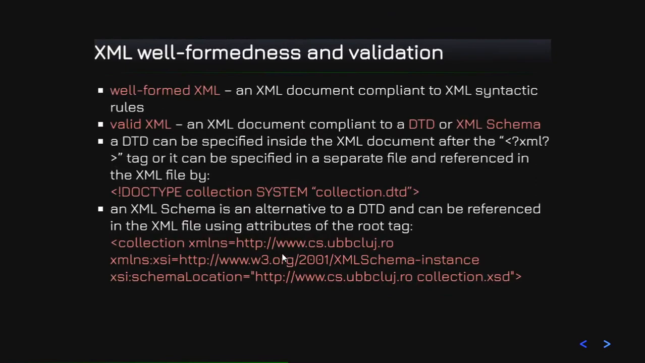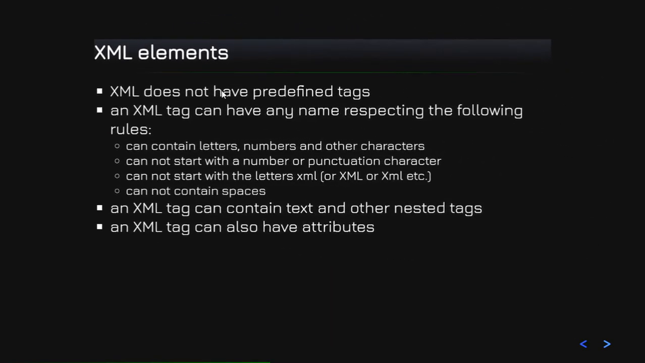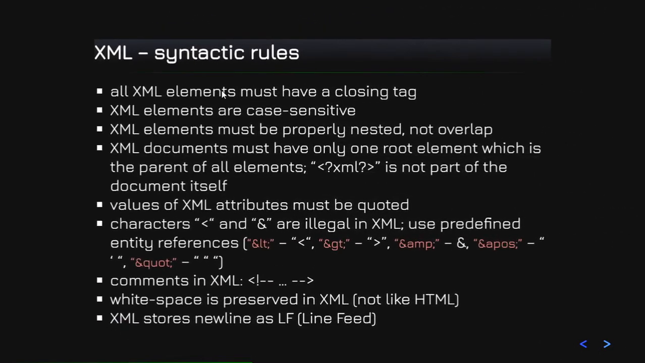We can have two possible properties of an XML document. One is well-formedness, so we talk about a well-formed XML document. That is an XML document compliant to the XML syntactic rules. These rules, this one and this one.